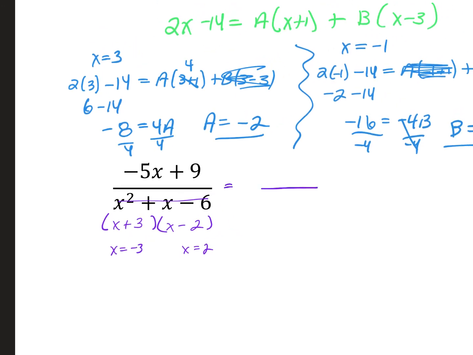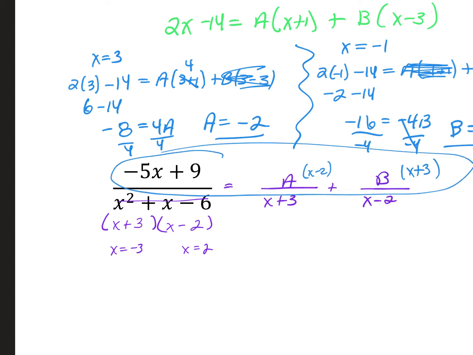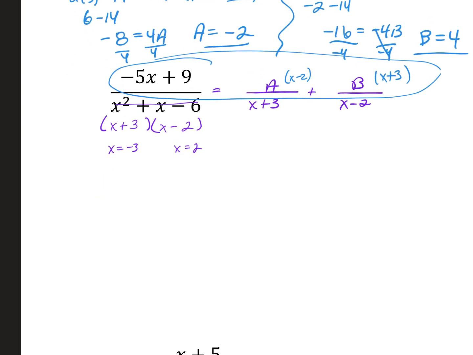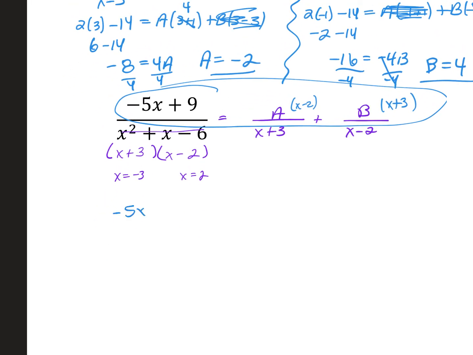So let's get our partial fraction decomposition set up. One of my denominators is x plus 3. One of them is x minus 2. I have a and b. Now that we have this set up, we figure out what each fraction needs. A has the x plus 3. It's missing the x minus 2. B has the x minus 2. It's missing the x plus 3. And now we have an equation that we can solve. Negative 5x plus 9 equals a times x minus 2 plus b times x plus 3.